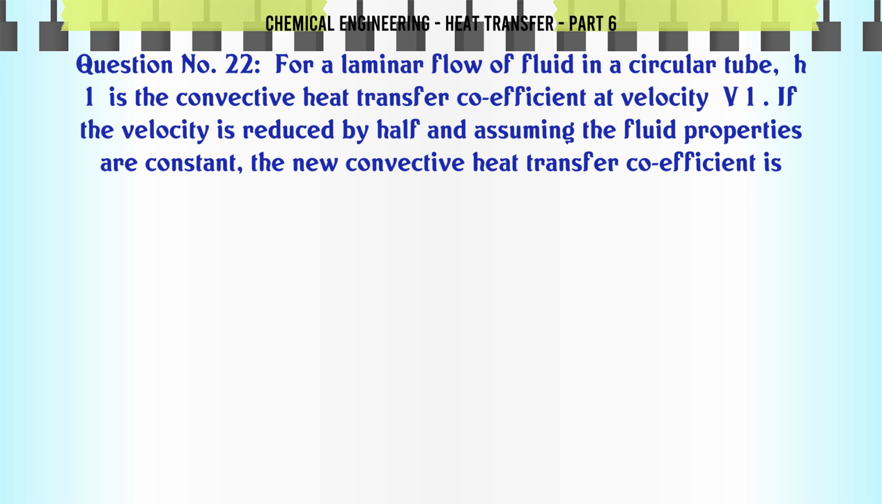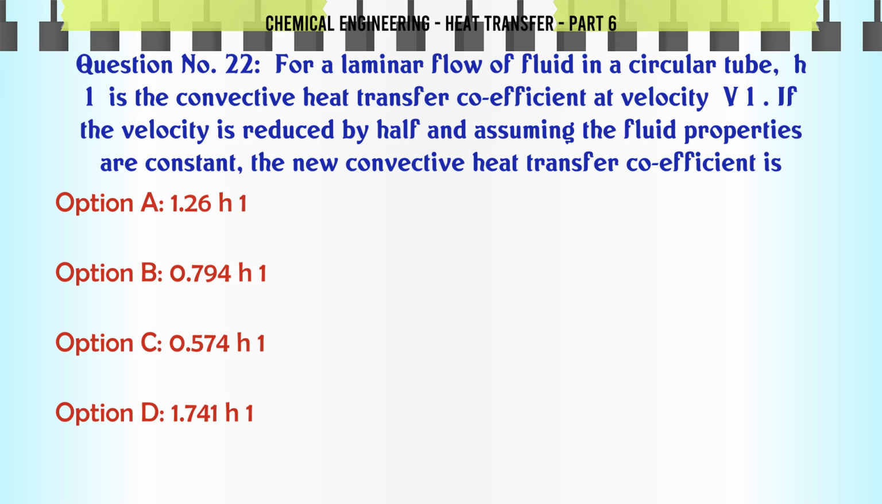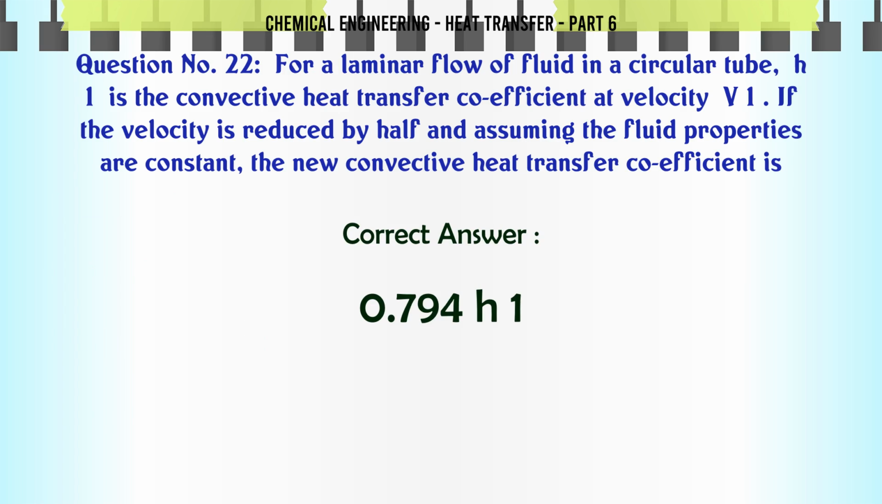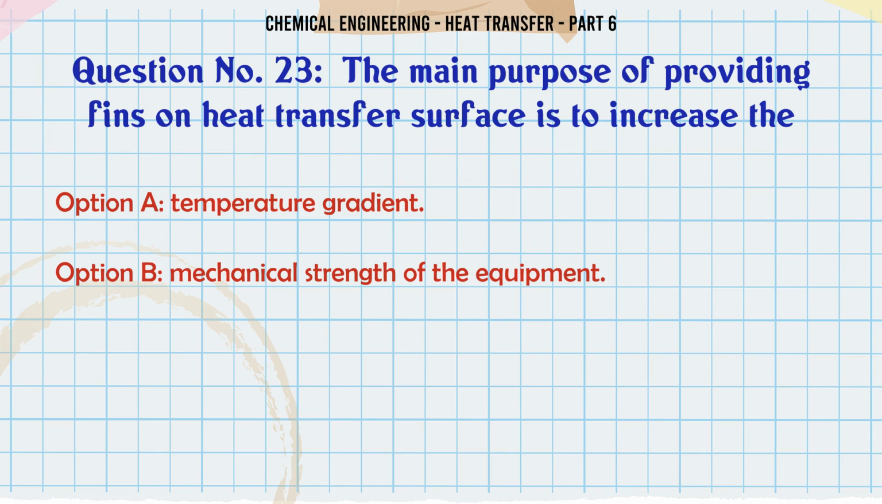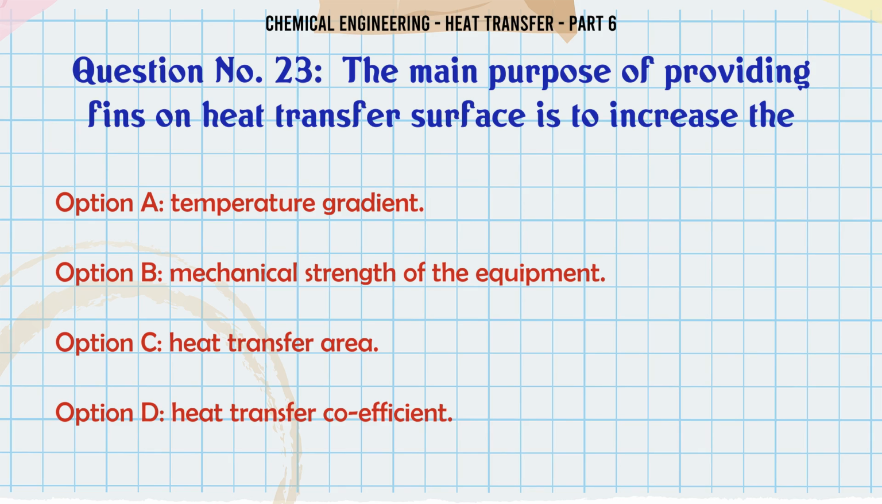For a laminar flow of fluid in a circular tube, H1 is the convective heat transfer coefficient at velocity v1. If the velocity is reduced by half and assuming the fluid properties are constant, the new convective heat transfer coefficient is A 1.26 H1, B 0.794 H1, C 0.574 H1, D 1.741 H1. The correct answer is 0.794 H1.